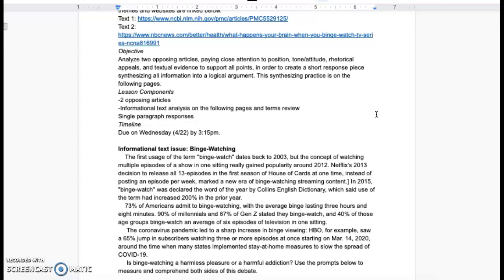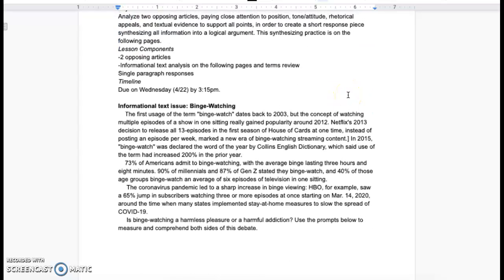So you have the ethos through who's writing it, you have the pathos through the tone and the attitude and the position, and then the rhetorical appeals, and then you have the textual evidence, which is the logos, right? You're going to create a short response piece synthesizing the information in a logistical argument, and then synthesizing practices on the following pages.